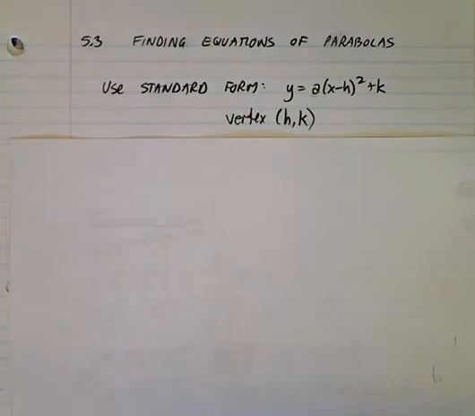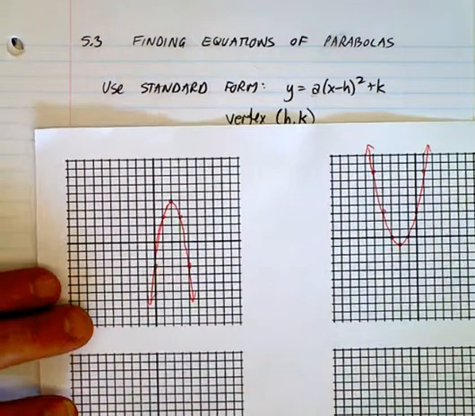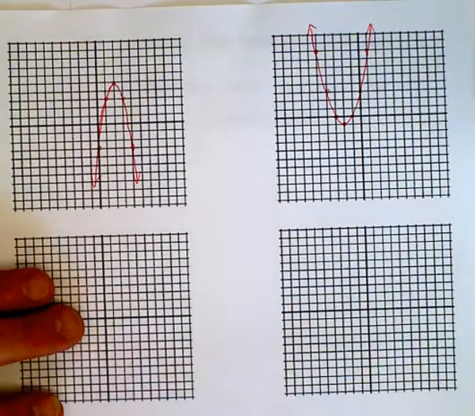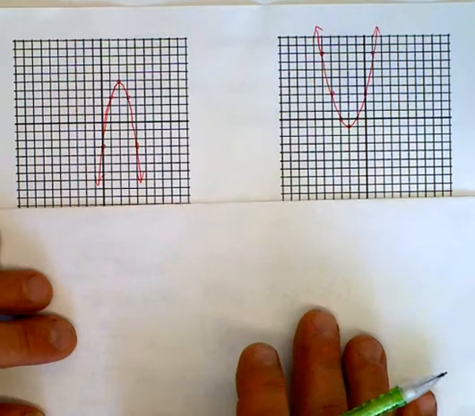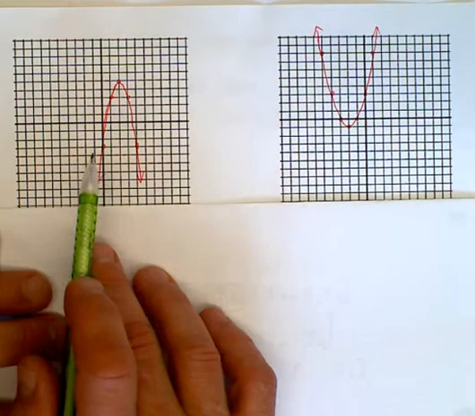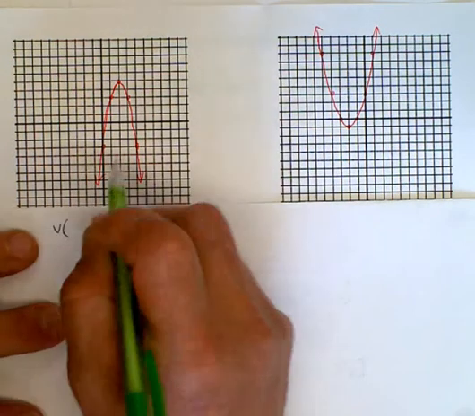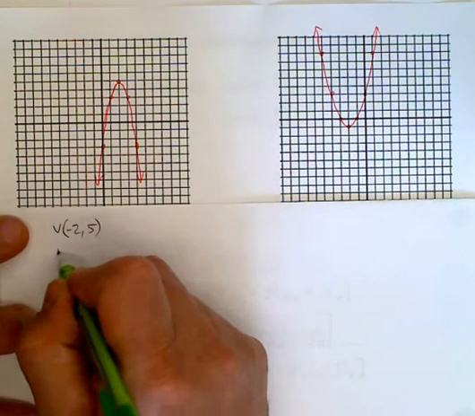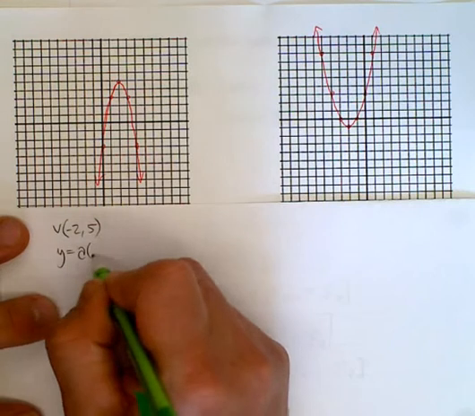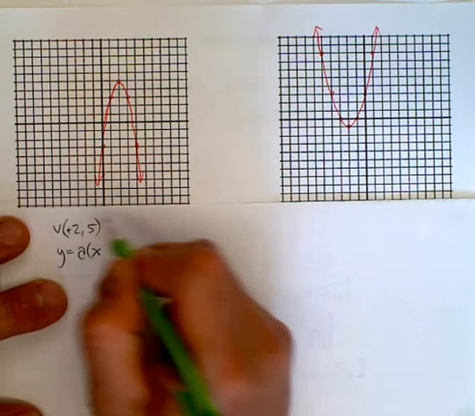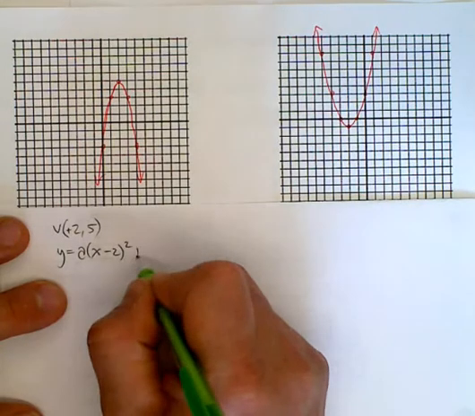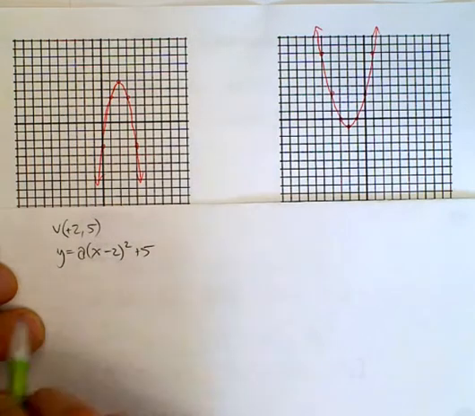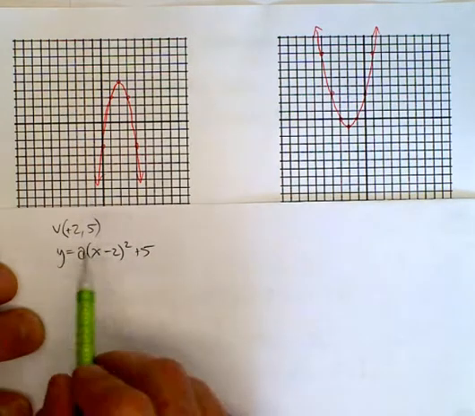And the first thing we're going to look at is a graph. Okay, so here we've got a graph. Let me slide it up here so that you can see. We'll do both of these. If we look at this first one, you can see that the vertex is up at 2 and 5. So if we start plugging stuff in here, we're going to go x minus 2 all squared plus 5. Notice that the only thing I don't have is the a value, because your equation always needs to have an x and a y in it.